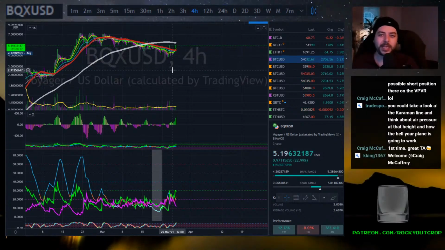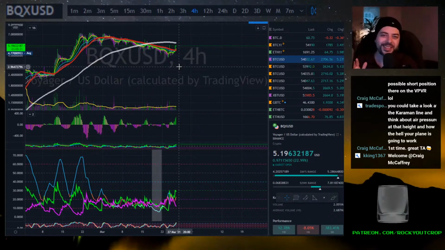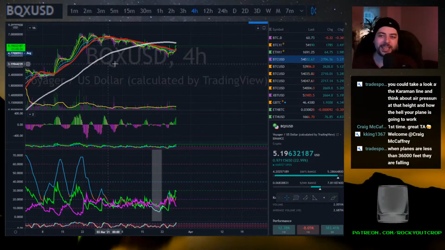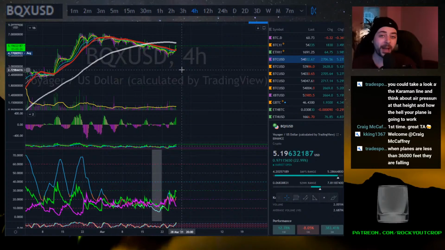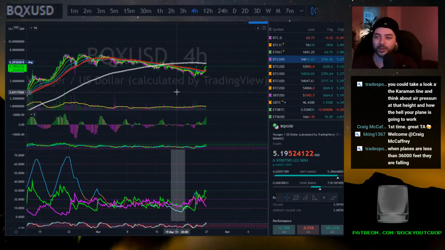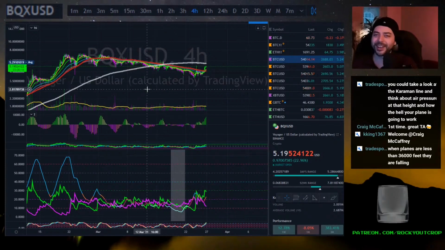Hi friends, BQX. That's Voyager on Binance. I know there's a few confusing different tickers for it out there, but this is the coin that we're going to be taking a look at. BQX USD on Binance. It's Voyager. You might be calling it something else if you're trading on a different exchange. Right, cool. Binance, Voyager token versus USD, the price action for Binance for Voyager. Right, great, let's do this.